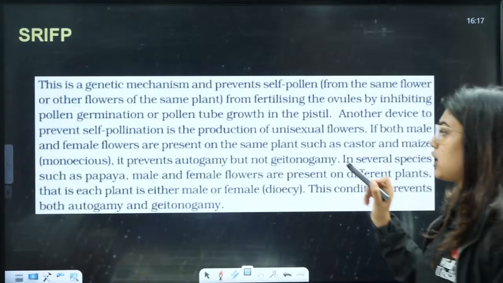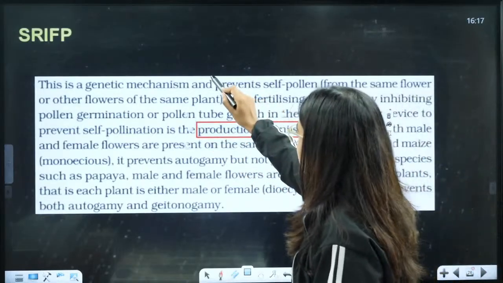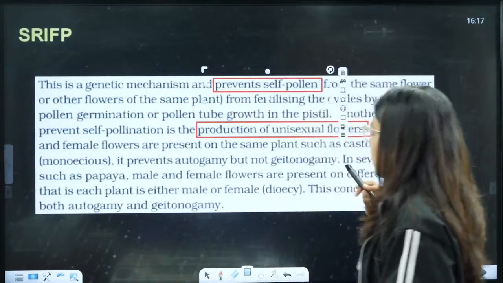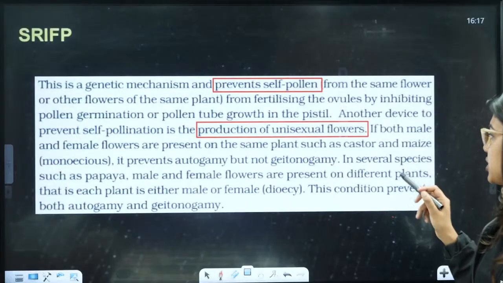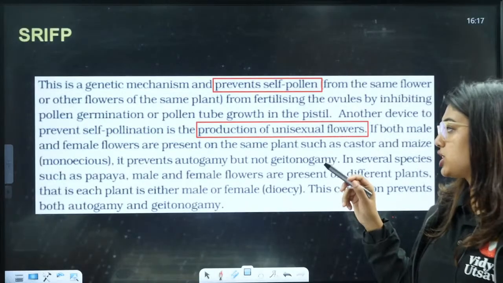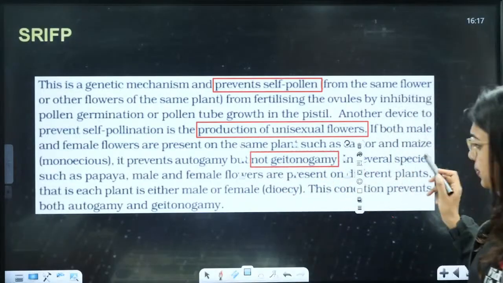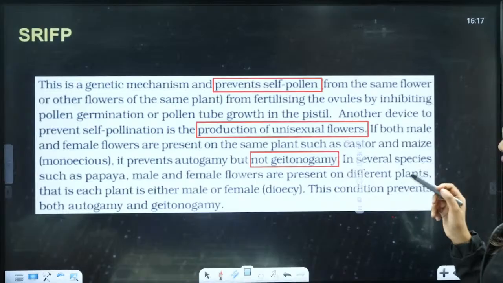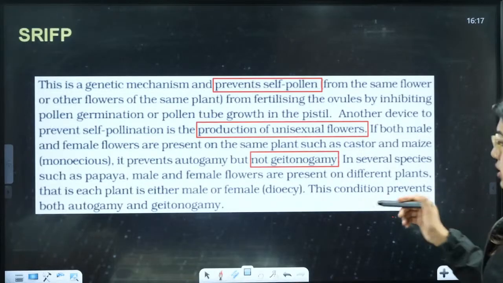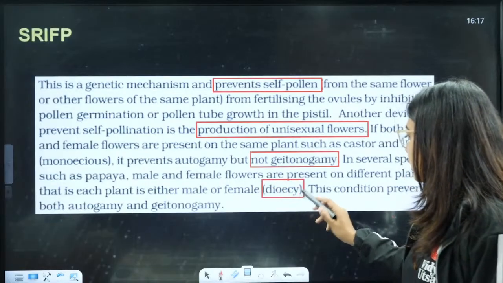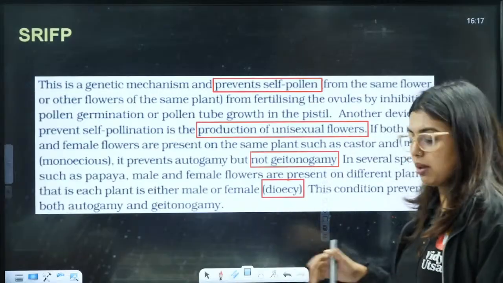Another device to prevent self-pollination is production of unisexual flowers. If both male and female flowers are present on the same plant such as castor and maize, monoecious, it prevents autogamy but not geitonogamy. In several species such as papaya, male and female flowers are present on different plants, that is each plant is either male or female. So, dioecious. This condition prevents both autogamy and geitonogamy.